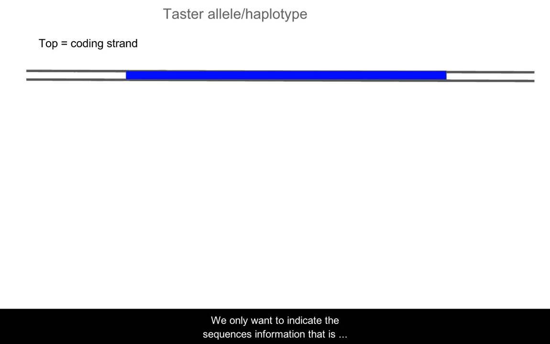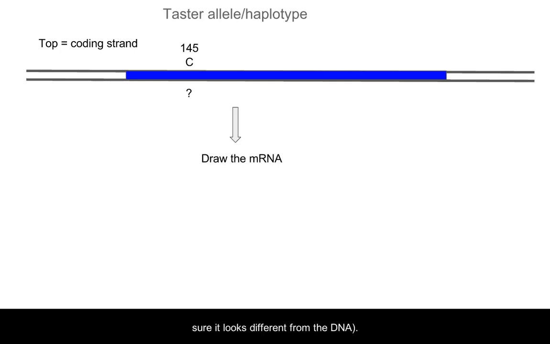We only want to indicate the sequence information that is different between our 2 alleles. As we have established in the DNA sequence, there is a difference at position 145, so let's label this position. You can work out what is on the template or non-coding strand. Repeat this process for all variant positions. Then diagram and label the corresponding messenger RNA. Make sure it looks different from the DNA.